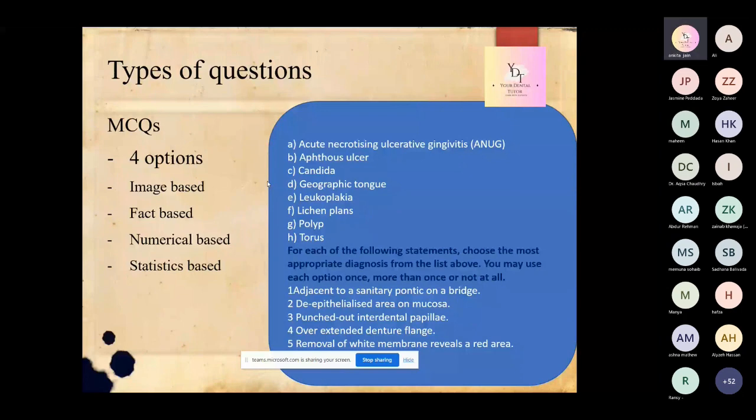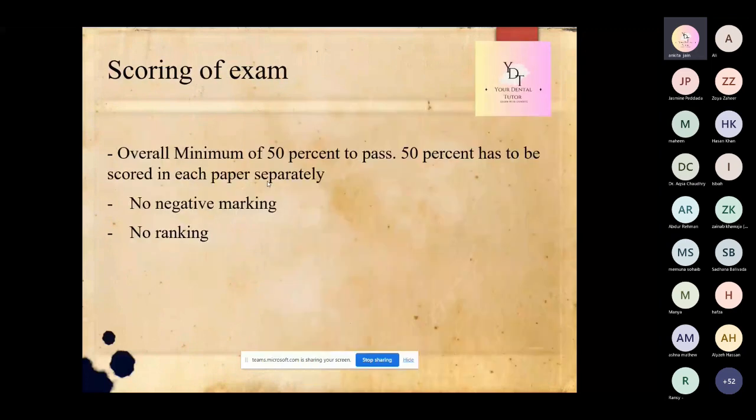Next, we move on to the scoring of the exam. Overall, you need 50% to pass. Above 50%, it is a pass. Below 50%, it is a fail. There is no ranking system. There is no negative marking. So we recommend that you attempt every question, since there is no negative marking. No ranking, so there is no competition among yourselves. The competition is with you only, that you have to score minimum 50%.